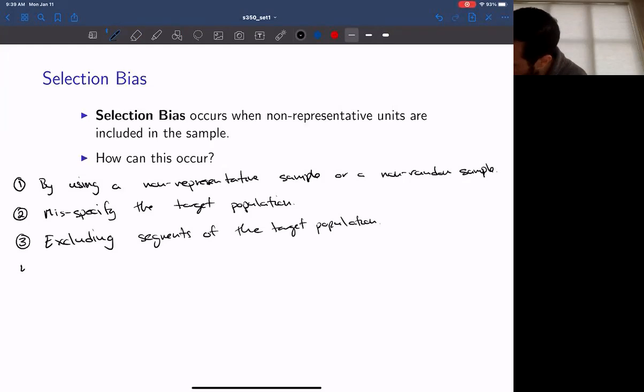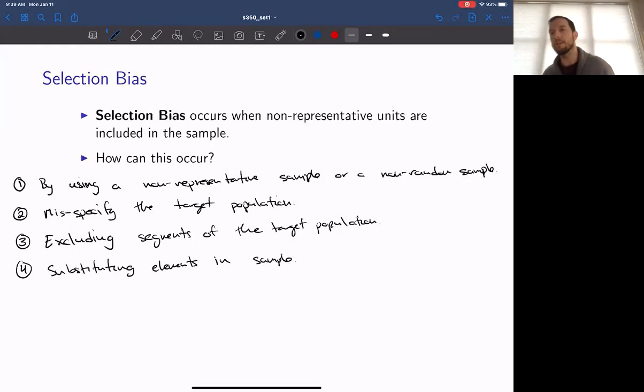And then another example would be substituting elements in the sample. Let's say you have your frame, you reach out to the people that were randomly selected, and the fourth person doesn't respond. So you just ask your roommate for their opinion. You're substituting your roommate's opinion for this person that was randomly selected. This could also create selection bias. So these are different ways that this can occur.